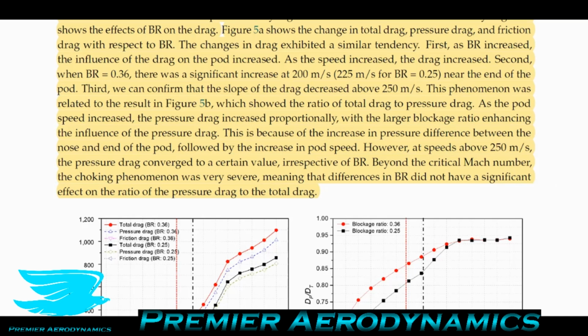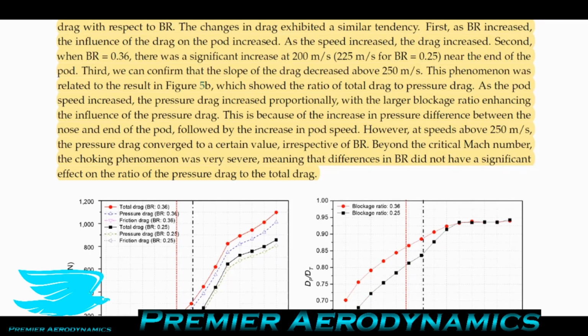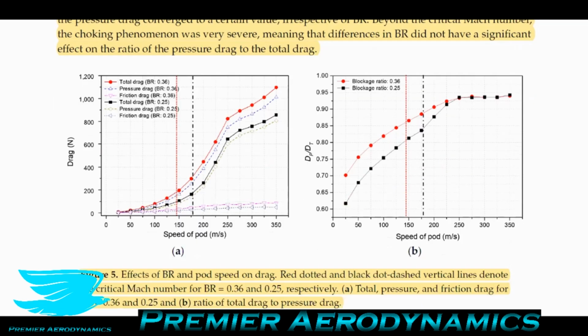So the changes in drag exhibited a similar tendency. First, as the blockage ratio increased, the influence of the drag on the pod increased. As the speed increased, the drag increased. Second, when the blockage ratio was 0.36, there was a significant increase at 200 meters per second near the end of the pod. So we can see that, as I mentioned, regardless of the blockage ratio, when you reach about 250 meters per second, there's a change in the drag significantly. It goes from looking like an exponential sort of curve to more of a linear type of curve. So that's interesting.